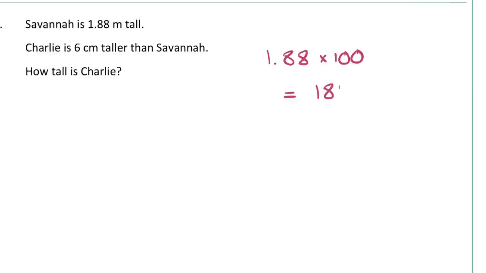So that's 188 centimetres. So Charlie is 6 centimetres taller. So we want to add 6 centimetres to that, just to see what we get there. So 8 plus 6 gives us 14.